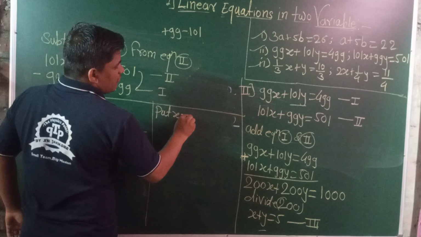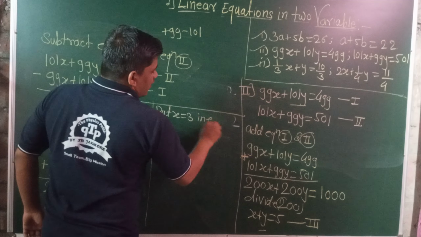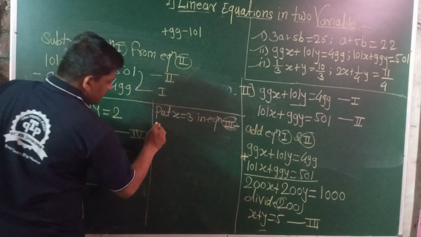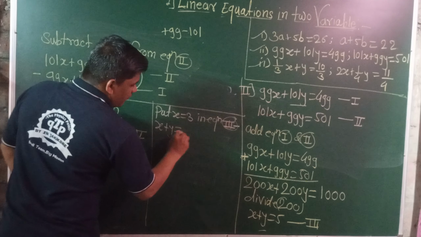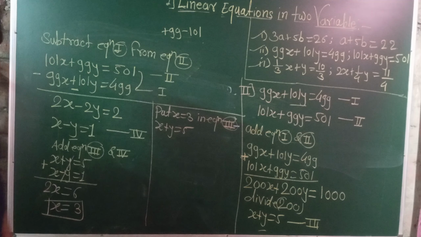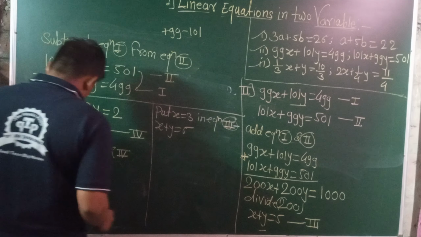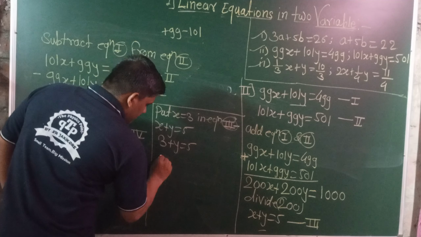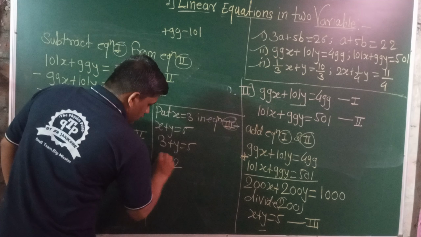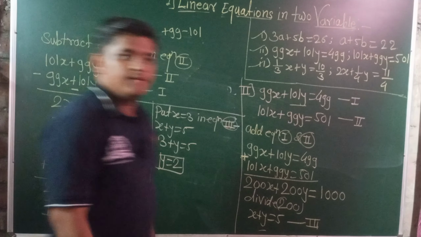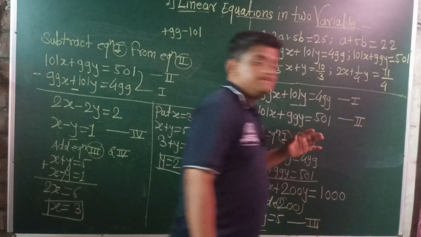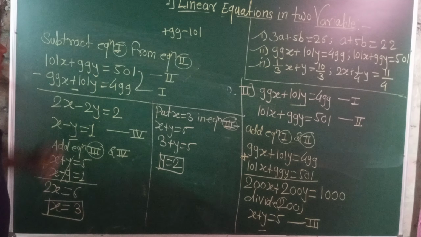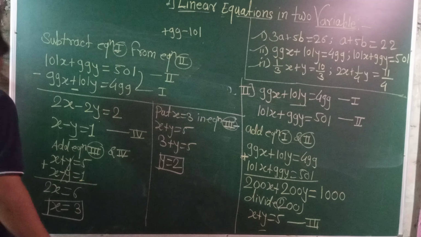Put x equal to 3 in equation 3. First, what is equation 3? x plus y equal to 5. The value of x is 3, so 3 plus y equal to 5. That means y equal to 2. The second equation must be solved as practice. And the last one must be one of the easy questions.